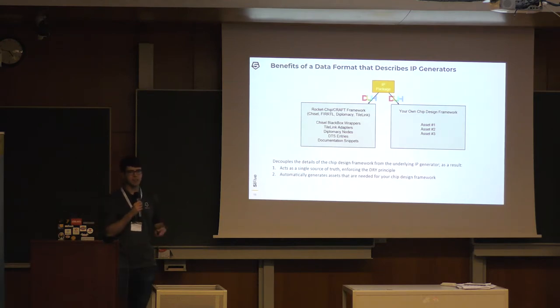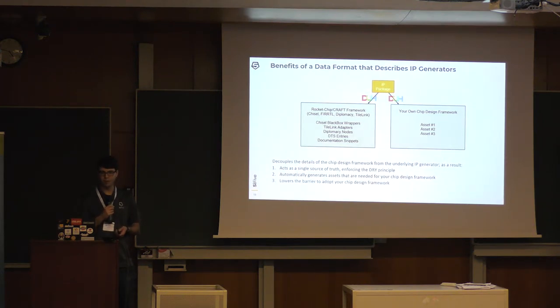And all of these things are the types of stuff that we generate from the Do document for IP that we onboard. And we hope others will do as well. And the hope here is that there's a single source of truth. So all this information is encoded in that format, and you can then automatically generate what assets are needed. So rather than having to write your DTS by hand, you'll just generate it from the Do format.